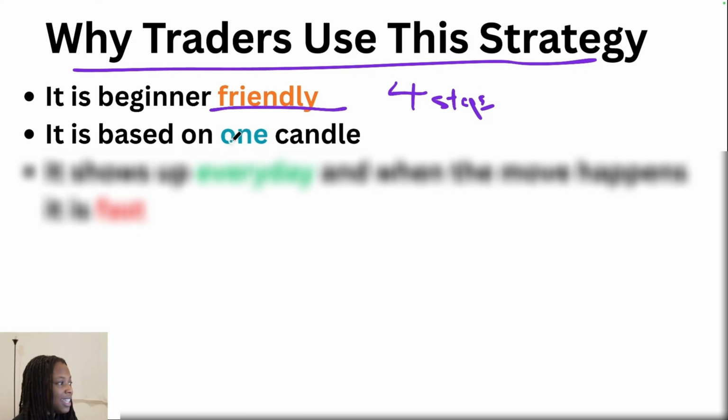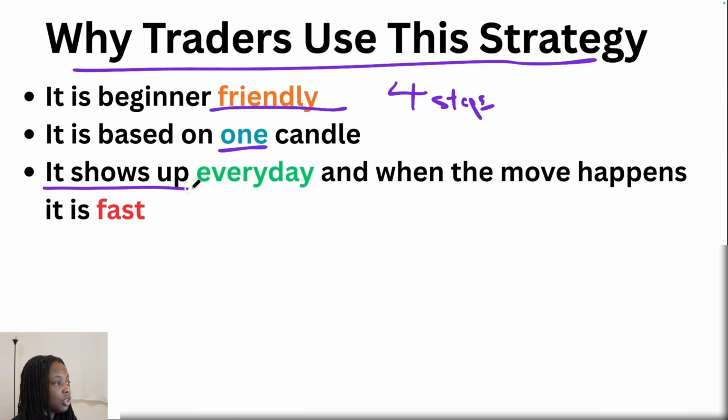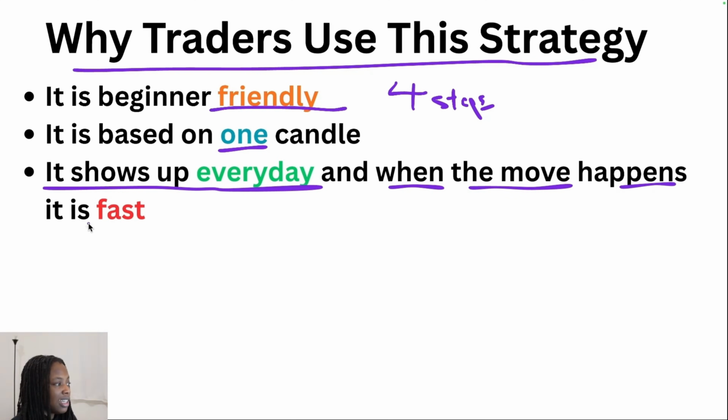Number 2, it is based on one candle, so it's pretty straightforward. It shows up every day, and when the move happens, it is fast. So if you're right, you find out really quickly, and if you're wrong, you find out really quickly as well.